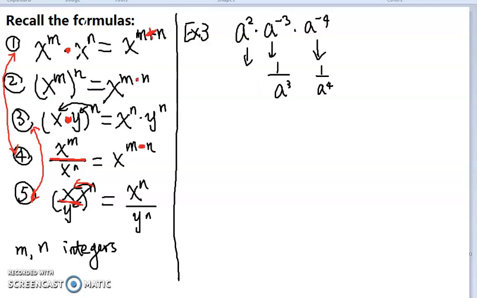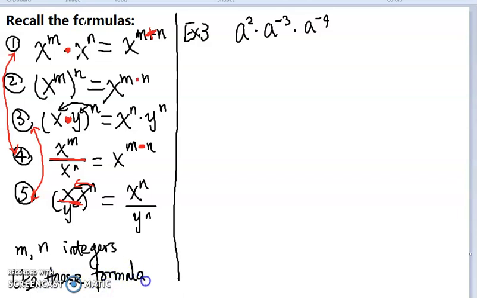I would always try to use these 5 formulas first. And when we get an answer, we try to get rid of negative exponents. So the tip is to always use the formulas first when you get a problem like this. Okay, so when we look at these 5 formulas and the problem, we realize it's very similar to the first one.